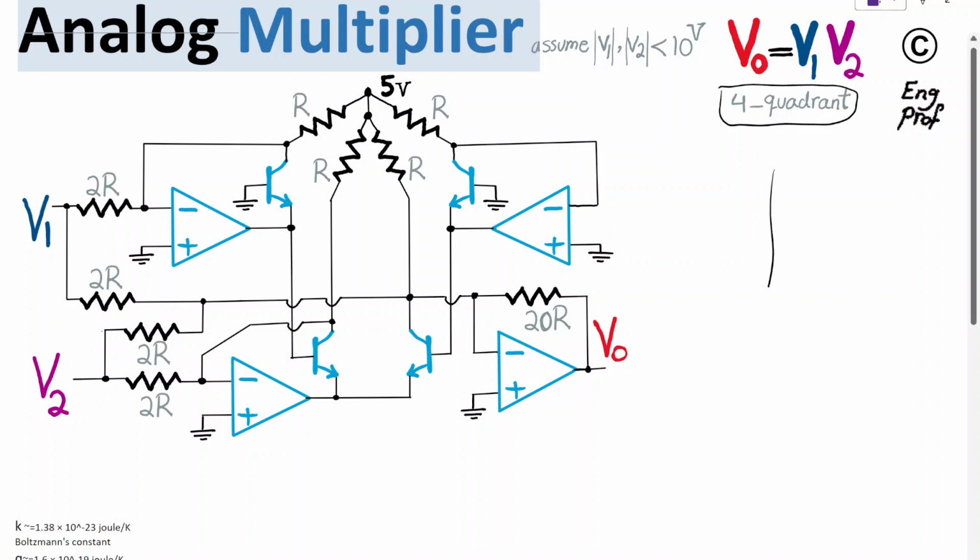And the nice thing about that is it's 4-quadrant. So basically, if you have V1, V2 on X and Y axis, positive and negative values for V1 and V2 are allowed without any problem, as long as, given that we have 5 volt here, the absolute value of V1 and V2 is below a threshold, say 10 volt or lower than that. So that's the beauty of this circuit. Let's see how it works.